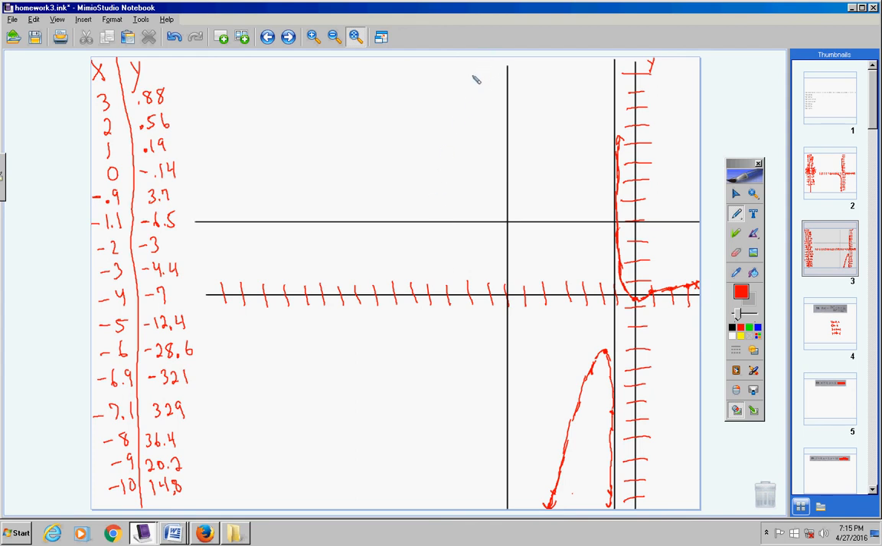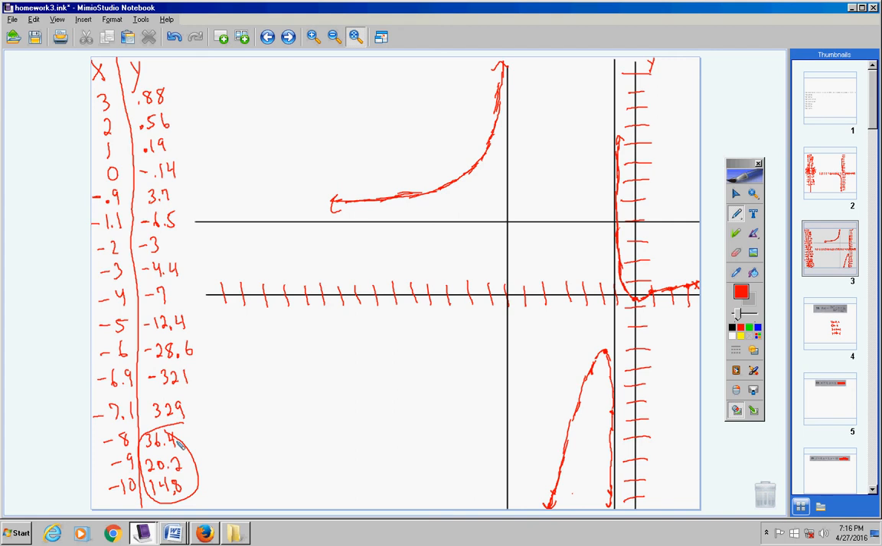And obviously, with the negative 7.1, barely to the left of the vertical asymptote, it's way up high. And then we're going to start coming down and hitting some numbers, 36.4, 20.2, 14.8, like this, getting closer and closer to the horizontal asymptote, but never touching it, okay? I'm just kind of sketching that freehand because I don't have a graph that goes all the way up to 36 and 20 and 14, okay? But hopefully you get the idea, alright?